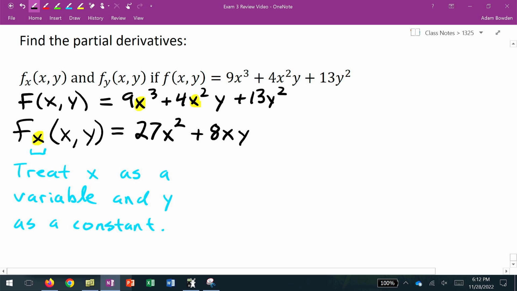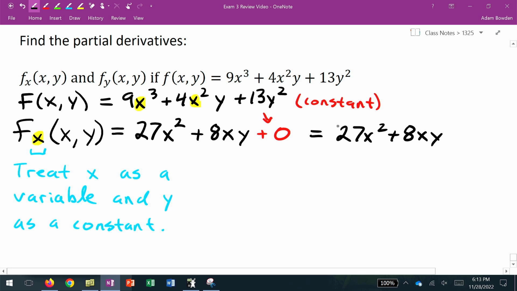The reason why the y stays there is it's a constant, so we don't have to do really anything with it. It stays there like the 4 would have stayed out in front to get multiplied by 8. So 8xy is what we get from there. Now the last term, though, doesn't have an x with it. This whole term, we treat as entirely a constant here. So its derivative is just 0. So the result here is just 27x squared plus 8xy.